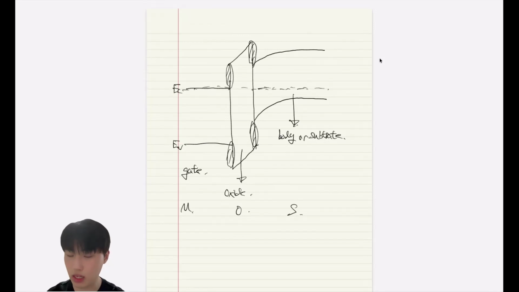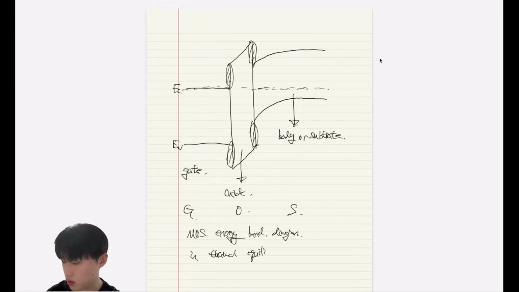Actually, we don't use metal, so we can call this part the gate. So GOS is the word we can use. So yes, this is the MOS energy band diagram in thermal equilibrium condition.